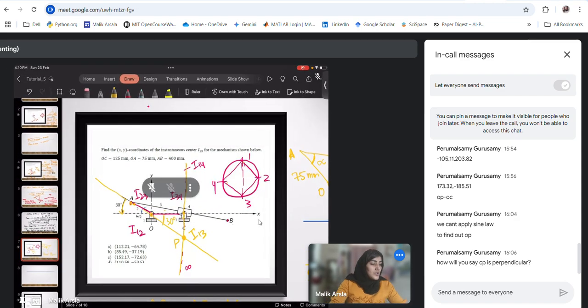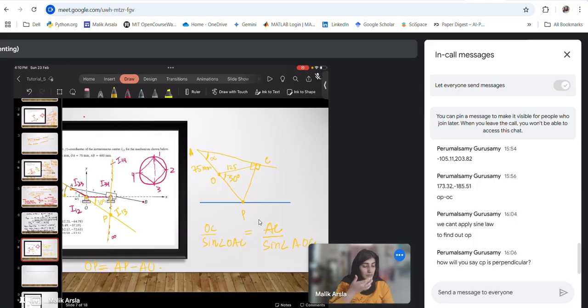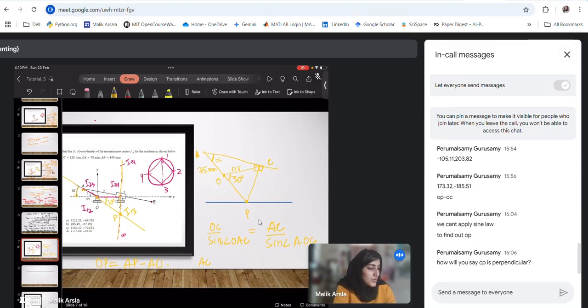So now we can first find AC. We can find AC using the cos rule in this small triangle, because OC is known, AO is known, and this angle is known. This angle here is also known.